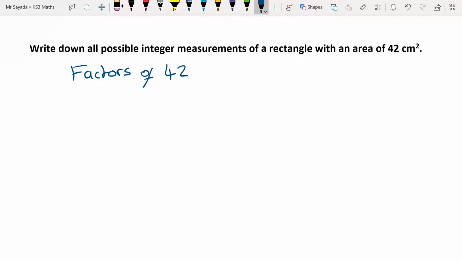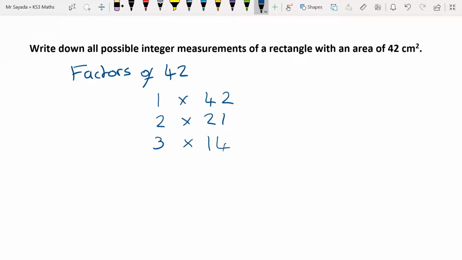So I'm going to do them in pairs. So I could have 1 times 42. Does 2 go into 42? Yes, it does, because it ends with a 2. So we've got 2 times 21. Does 3 go into 42? So I add the two digits together. 4 plus 2 is 6. 6 divides by 3, so does 42. And I need to work out 3 times what? So I just have to think, well, 3 times 12 is 36. So 3 times 13 must be 39, and 3 times 14 is 42.